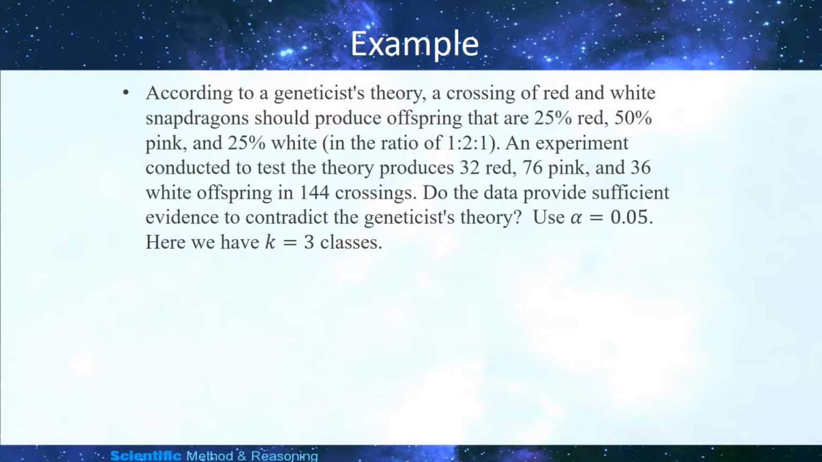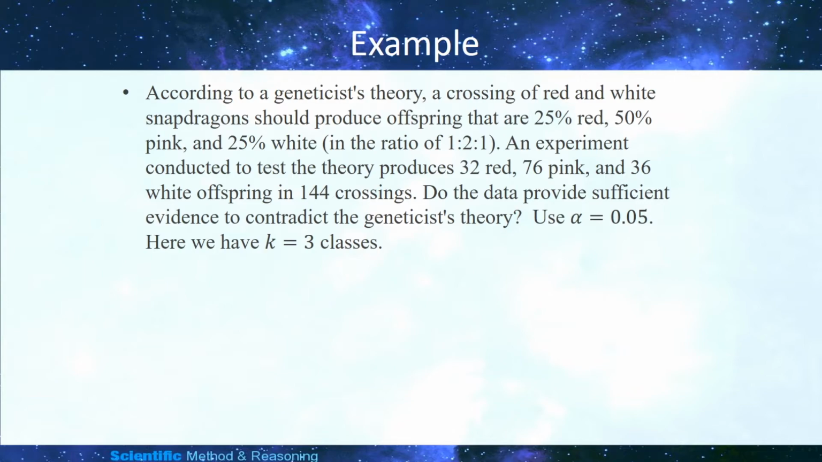To give you an example, according to a geneticist's theory, a crossing of red and white snapdragons should produce offspring that are 25% red, 50% pink, and 25% white, in the ratio of 1 to 2 to 1. An experiment conducted to test the theory produces 32 red, 76 pink, and 36 white offspring in 144 crossings.